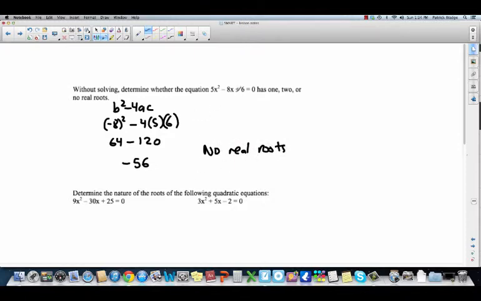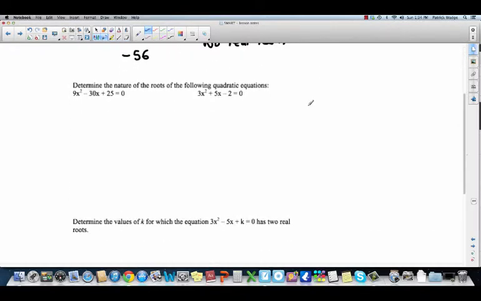If you were to graph y equals 5x squared minus 8x plus 6, how many times would it cross the x-axis? Not at all. Okay, let's do a couple more. Determine the nature of the roots of the following ones. So again, we're just going to use b squared minus 4ac. Now, I should have done one equation where it wasn't perfect like this.